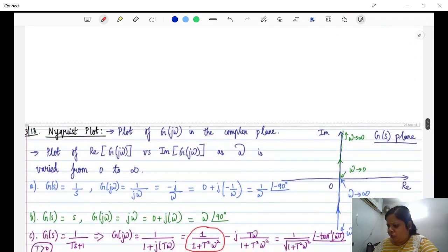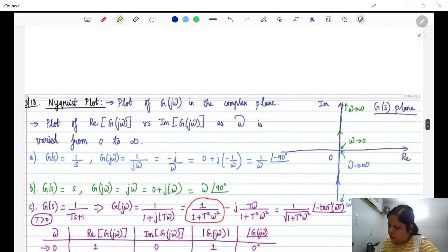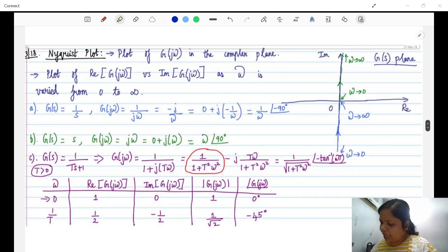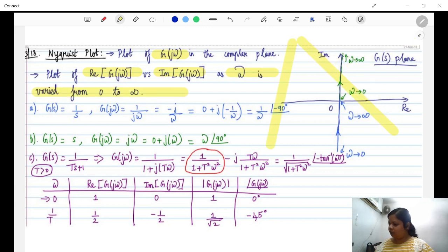Before moving on to the questions directly, let's see this. Nyquist plot is a plot of G of j omega in the complex plane, which is a plot of the real part of the transfer function versus the imaginary part of the transfer function as omega is varied from 0 to infinity. So this is what the Nyquist plot is.